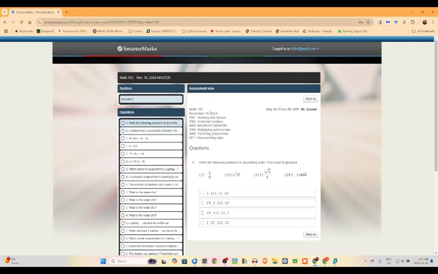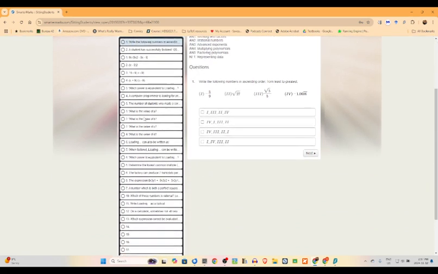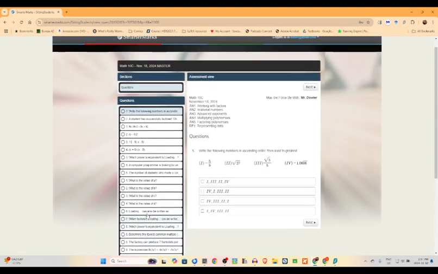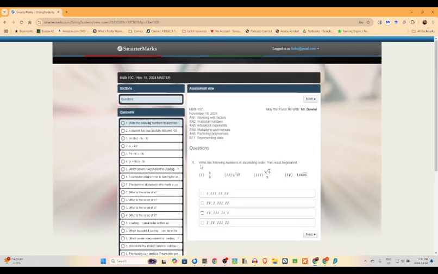All right, so with 6 possible learning outcomes, that would be 30 possible marks, so hence all the questions we have here. Now, here we are writing the following numbers in ascending order from least to greatest.